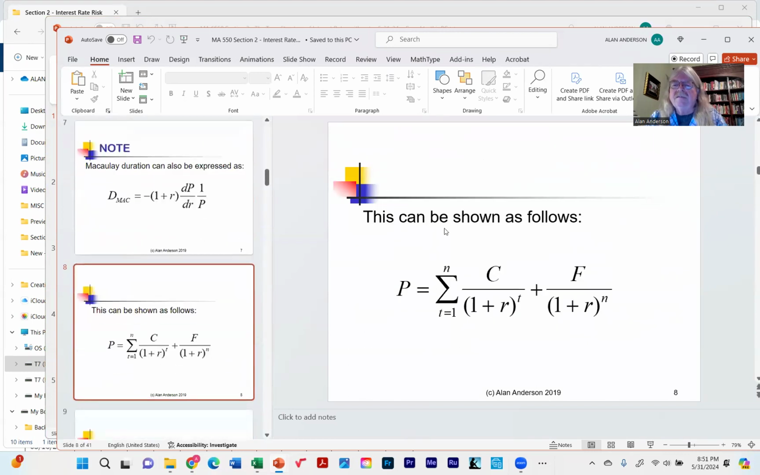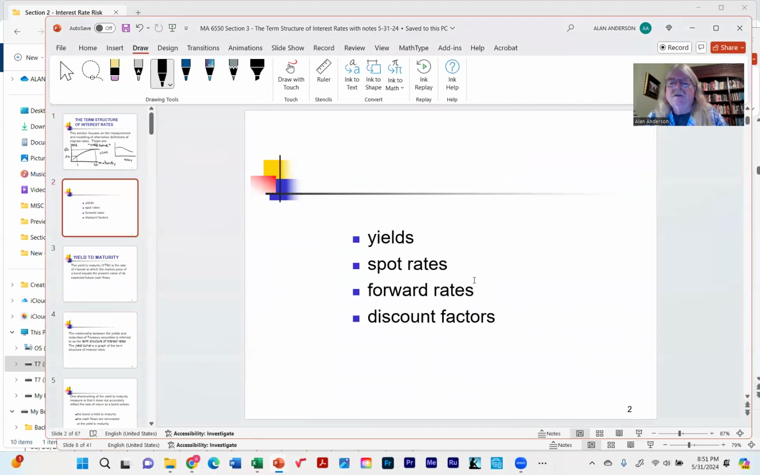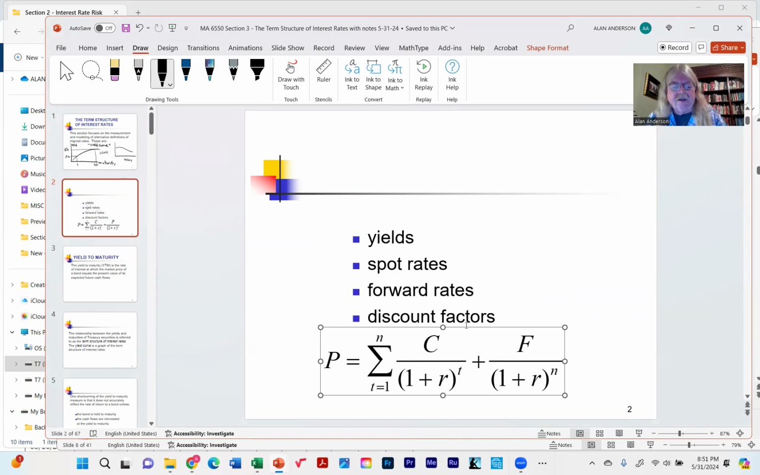Oops, no, I need the, no, come on, here we go. So this is our very familiar bond pricing. Actually, I don't want it here.